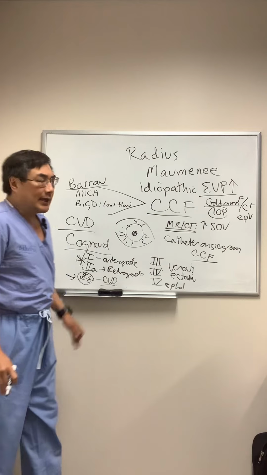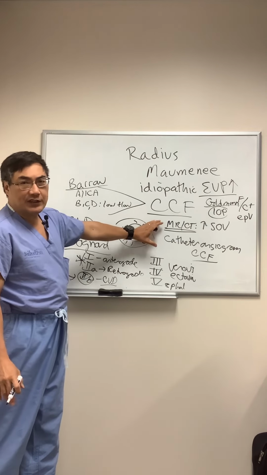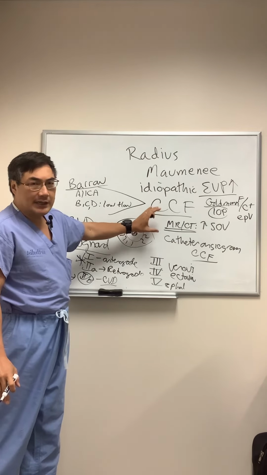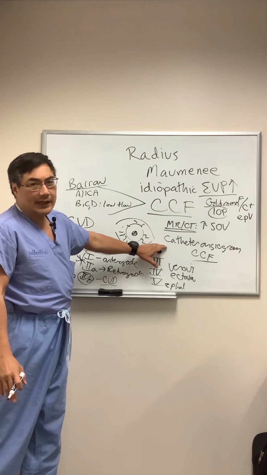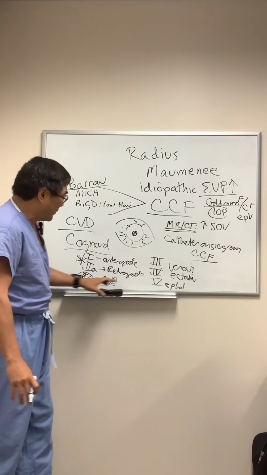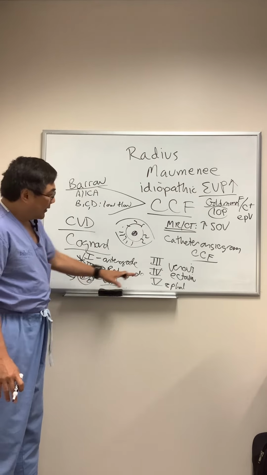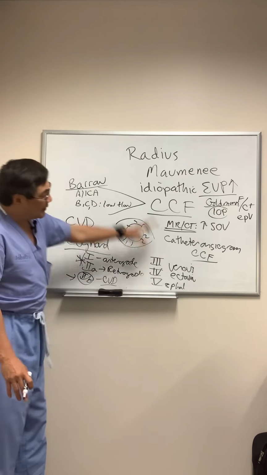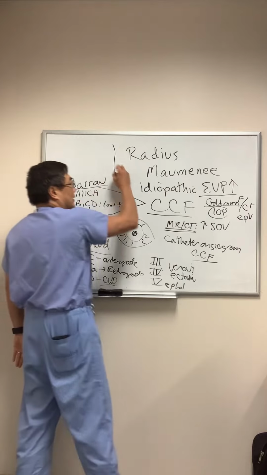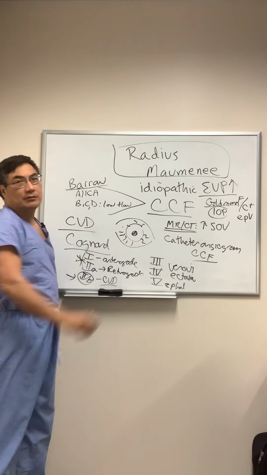Goldmann equation. And you have to make sure it's not a CC fistula, with imaging for the dilated superior ophthalmic vein, and a catheter angiogram to rule out fistula, but especially 2B or not 2B on the Cognard. And once all this is done, if it's negative, then you're back to the idiopathic eponymic description, Radius-Maumenee.